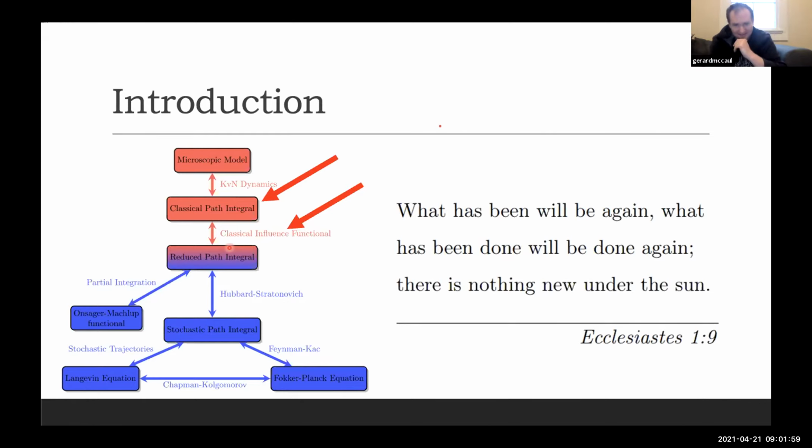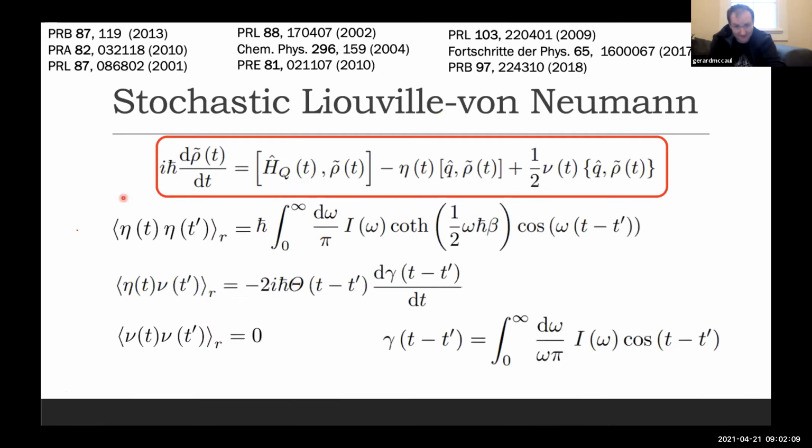However, I'm hoping that there will be something of interest in seeing this technique and potentially seeing some of the things it could be used for in the future. So to motivate this, let me first talk about an equation that we can derive exactly using the quantum influence functional. This is known as the stochastic von Neumann equation.